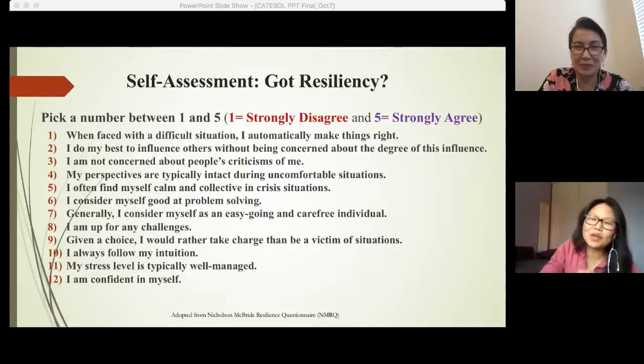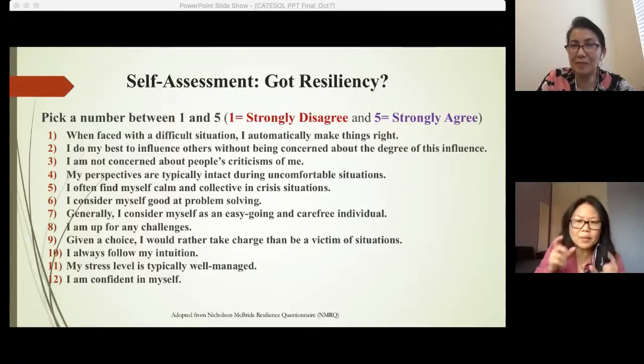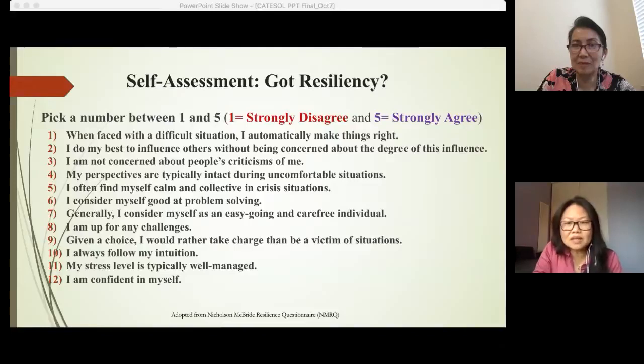Anyhow, we would like to initially start with asking you all to take a quick self-assessment of your resiliency level, which we have adopted from the Nicholson-McBride Resiliency Questionnaire. I will read out the questions and you'll see the questions yourself as well. Take a moment to identify which number best represents you. Number one represents strongly disagree, and number five represents strongly agree.